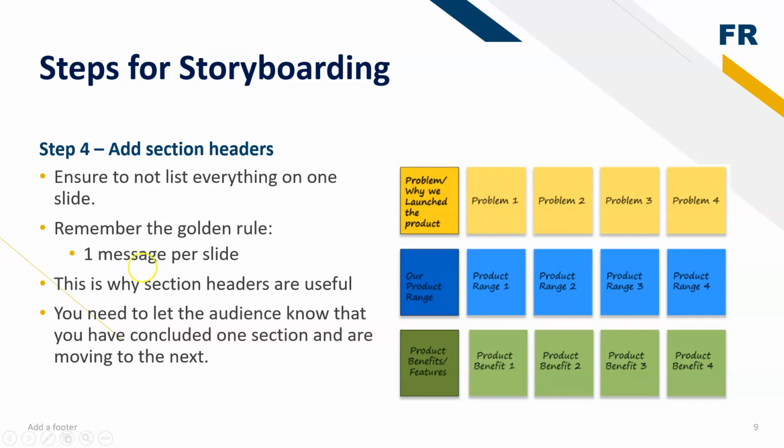Step four, ideally, you should be trying to add some section headers. If your PowerPoint is covering multiple different topics, you don't want to cram everything into one or two slides. You want to make sure the key rule, the golden rule, is one message per slide. All right, so we've written that here, one message per slide. Ensure to not list everything and bunch it up. This is why section headers are useful.